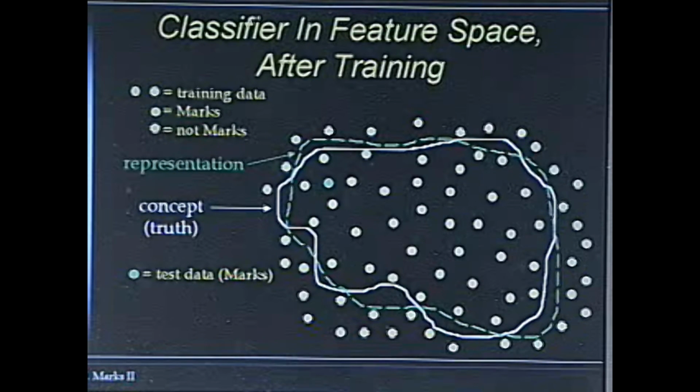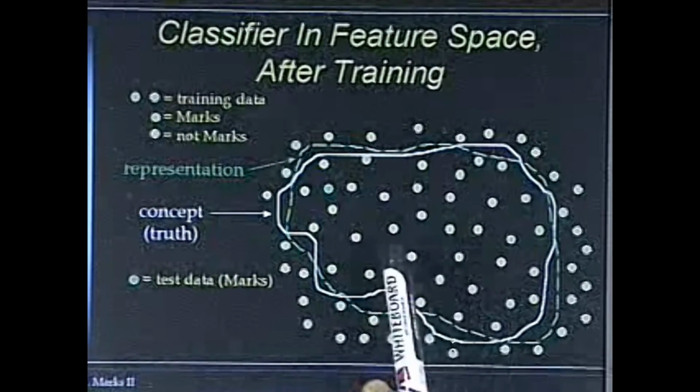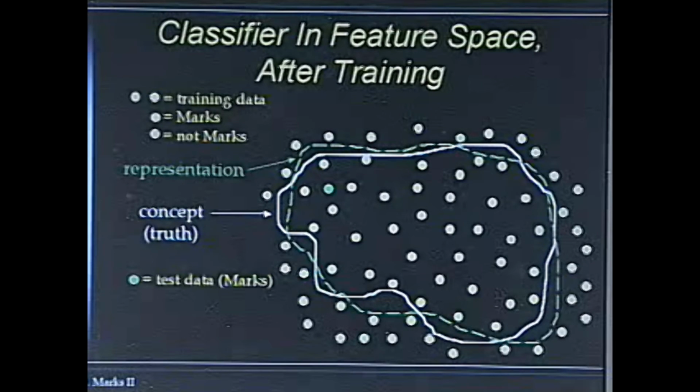Now, here's what we have. We're going to have what we call a feature space. In a feature space, we have the ability to distinguish different sorts of representations. Each one of these points is a point in feature space. So let me explain what I mean by feature space.